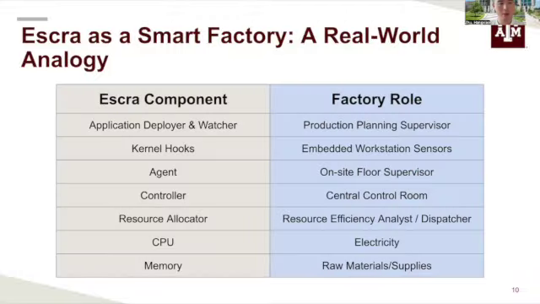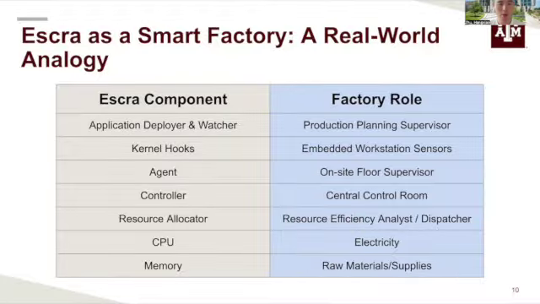For example, we have the application developer and watcher, which works as a production planning supervisor, which can take in the job orders and determine which workers are arriving, which workers are leaving. The kernel hooks work as embedded workstation sensors, which can sense how the workstation is working, whether it hits the limits, whether it's working properly. And the agent is like an on-site floor supervisor, which can talk to the central control room and also make some direct adjustments to the workstations when needed.